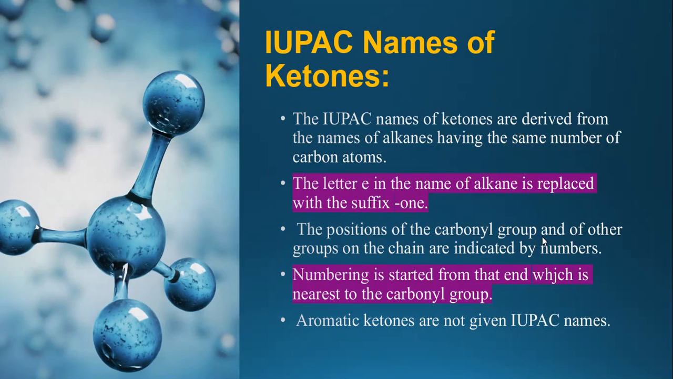The position of the carbonyl group and of other groups on the chain are indicated by numbers. Numbering always starts from the end nearest to the carbonyl group. In the case of aldehyde, the group is always attached at a terminal position, while in the case of ketone, the carbonyl group is sandwiched between different alkyl groups. So numbering always starts from the end nearest to the carbonyl group. Also, aromatic ketones are not given any IUPAC name.